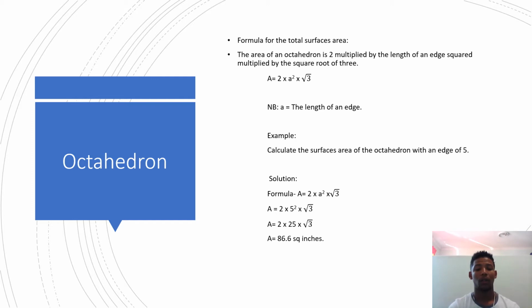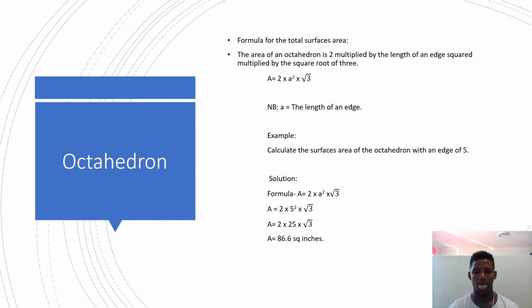Finally, we have the octahedron. The formula for the total surface area: the area of an octahedron is 2 multiplied by the length of an edge squared multiplied by the square root of 3. So A is equal to 2 multiplied by a to the power of 2 multiplied by the square root of 3. Keep in mind that a is equal to the length of an edge.